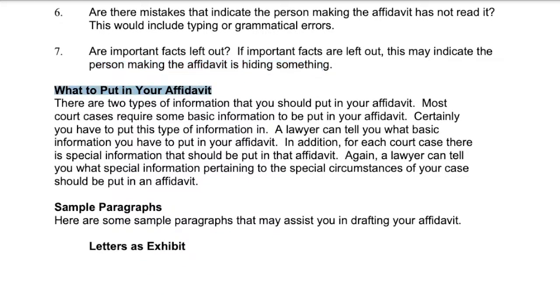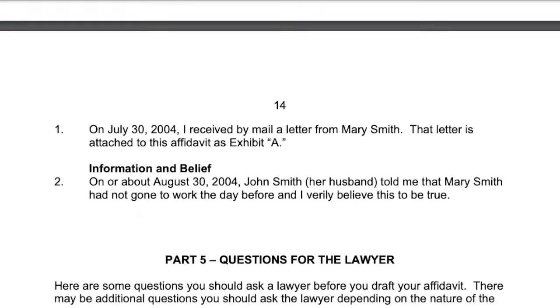What to put in your affidavit? There are two types of information that you should put in your affidavit. Most court cases require some basic information to be put in your affidavit. Certainly, you have to put this type of information in. In addition, for each court case, there is special information that should be put in that affidavit. Again, here are some sample paragraphs.